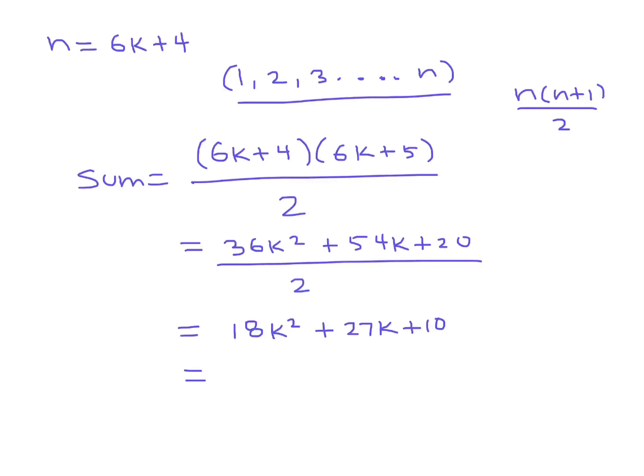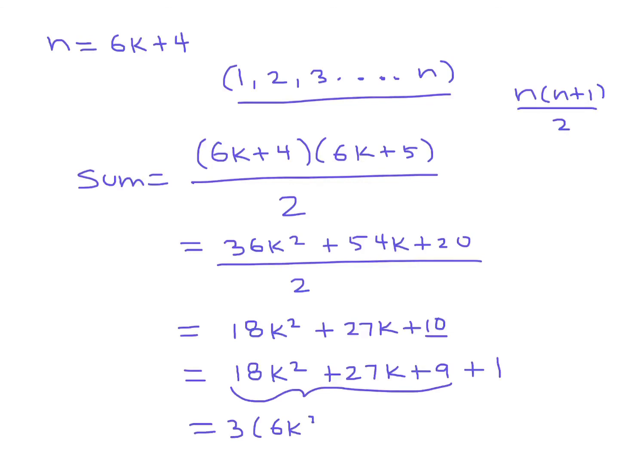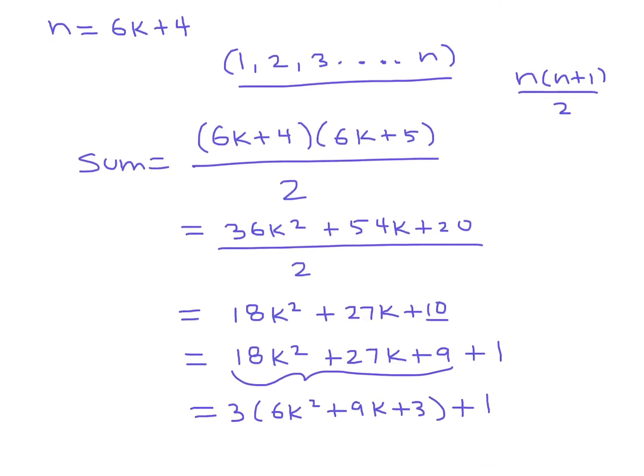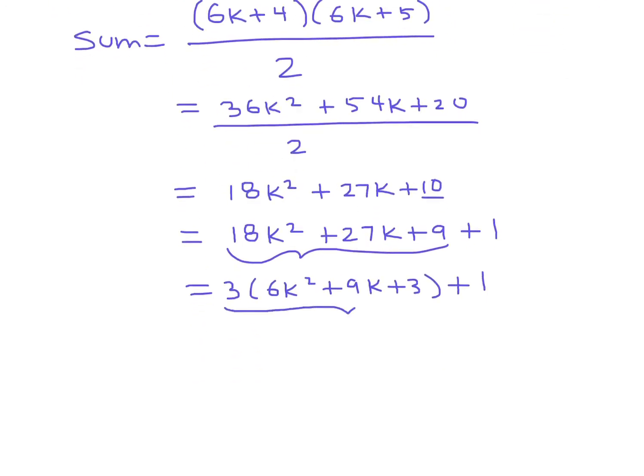And if you factor out a 3, you won't be able to because this is 10. But if you break that into, say, a 9 and a 1 like this, you'll be able to factor a 3 out of that. So it'll be 3 times (6k squared plus 9k plus 3) plus 1. Now, look at this carefully. Is this whole thing divisible by 3? It's not, because it's 3 times something plus 1 at the end. So this is not divisible by 3.